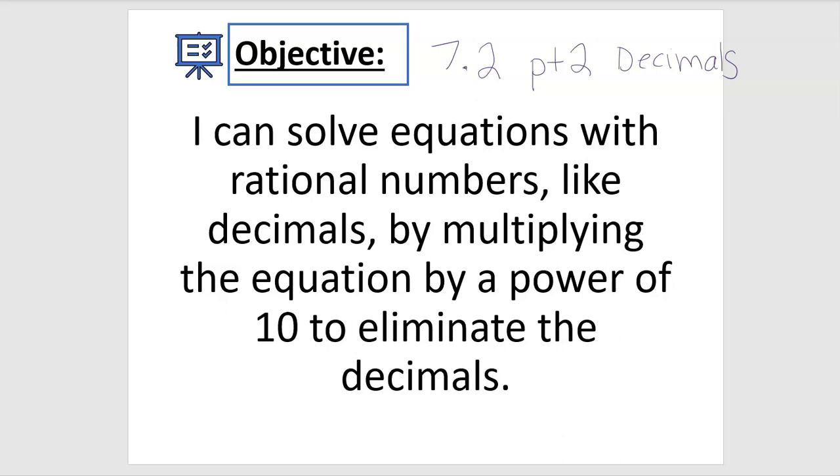All right, let's go. We are in 7.2, part 2, decimals. So we're going to take a look at solving equations with rational numbers like we did with fractions, except we're going to look at the rational numbers decimals. And we're going to figure out how can I get rid of decimals and just put them back to whole numbers to make it easier for me to solve. Similar to fractions, we're going to do that by multiplying, but this time we're going to use the powers of 10 to eliminate decimals and not least common denominator.